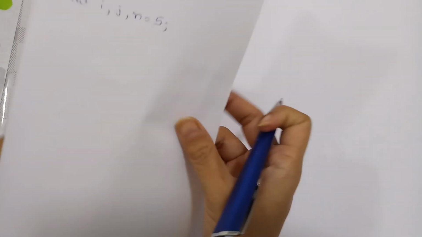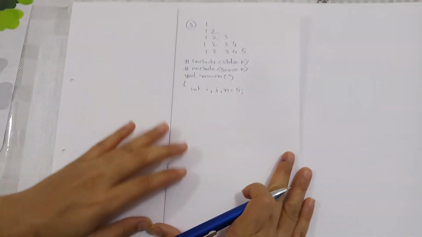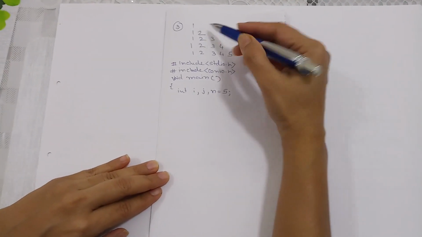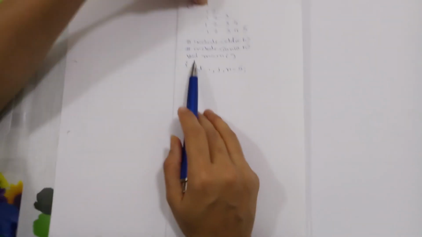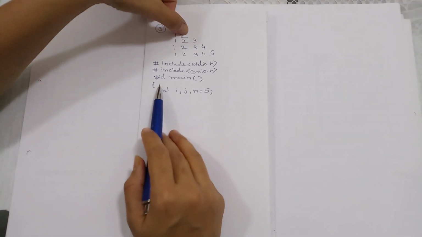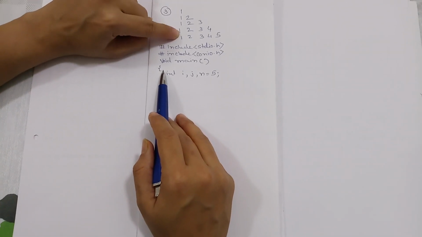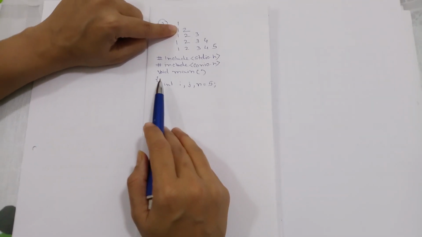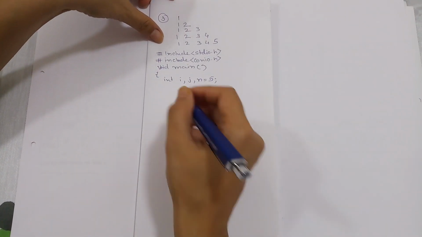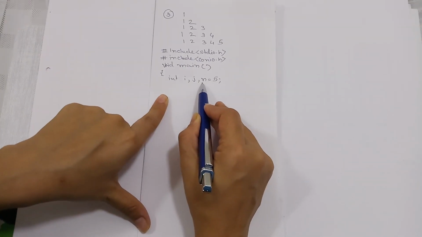Now let's see the third pattern. So third pattern is somewhat different than the previous one because here we are printing numbers. As you can see, in first row I'm printing 1, second row it is 1 2, 1 2 3, 1 2 3 4, 1 2 3 4 5. It is in increasing order, but my column is always starting with 1, and all the increasing order numbers I have to print. I have taken two variables, I and j, and number of rows are 5.